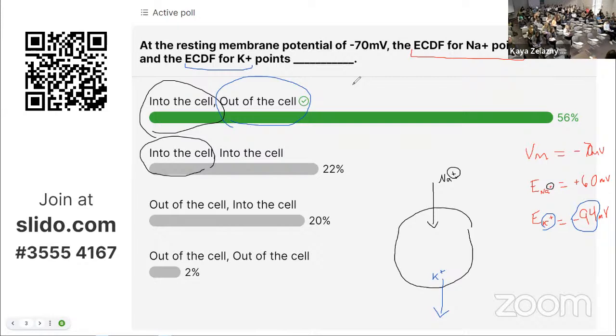Questions? Because really this is the main point that we're trying to get to with this whole lecture. So we're going to keep talking about this, but understanding this point will really get you most of the things we're talking about today.